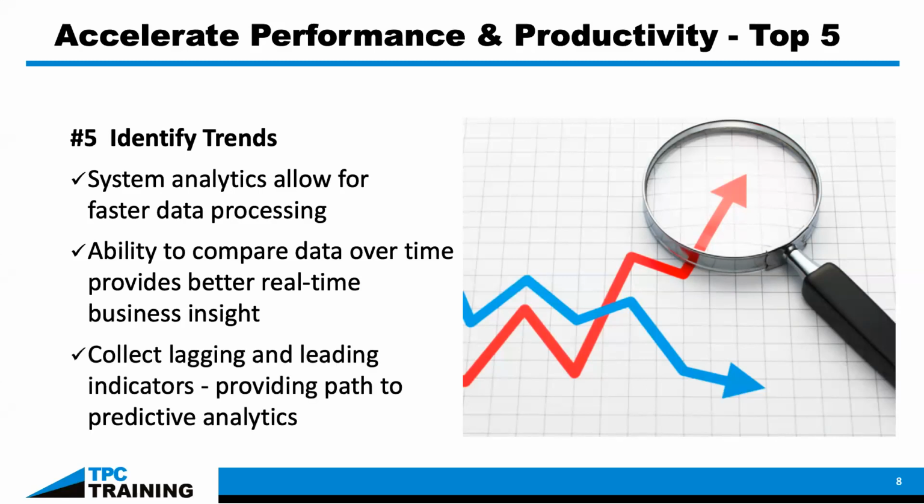And lastly here, the ability to collect lagging and leading indicators. So, a lagging indicator would mean we're collecting data on things that have happened. We're recording things that have already happened. Those are lagging indicators, and there's nothing we can do about that. Right? We collect them for reports, and that's great. But again, without the ability to collect leading indicators as well, it makes it difficult for us to predict where an issue may come up in the future. And with mobile forms, you have the ability to collect lagging, certainly, but also leading indicators. And this provides a path to predictive analytics.